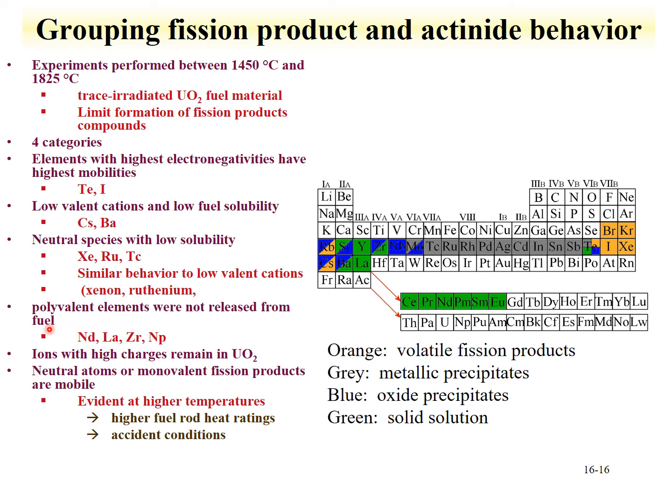These overall ions with higher charges tend to remain in the UO2. And neutral atoms or monovalent fission products tend to be mobile, and this is particularly evident at higher fuel temperatures.